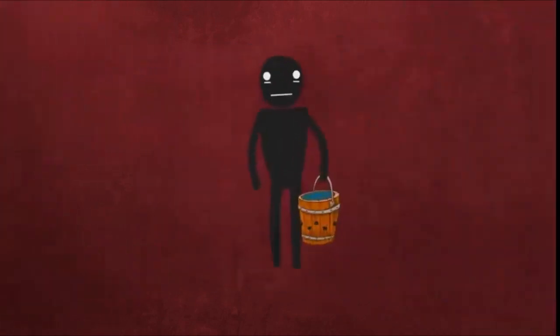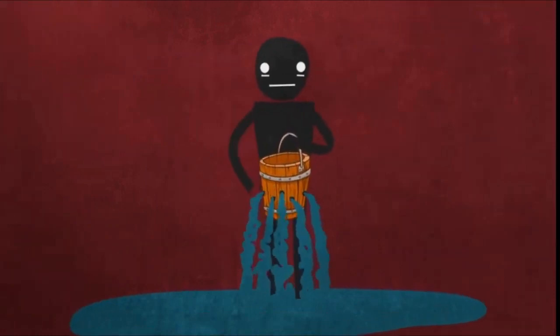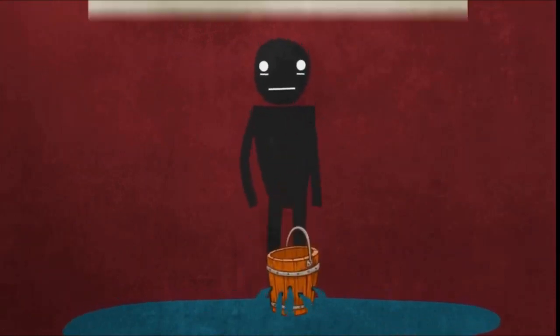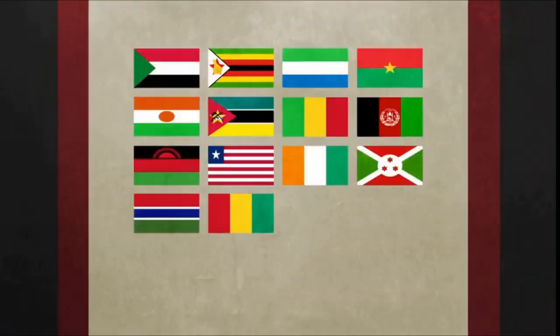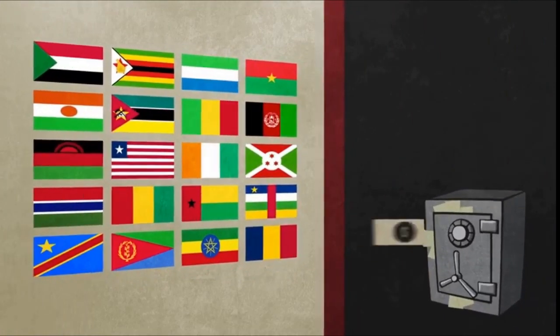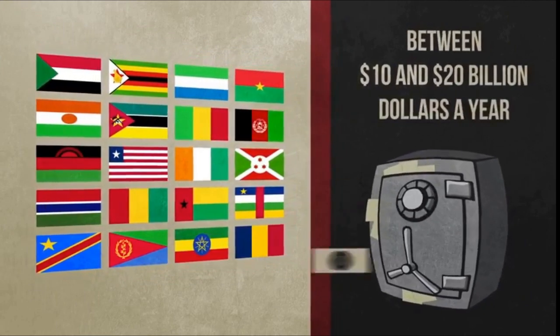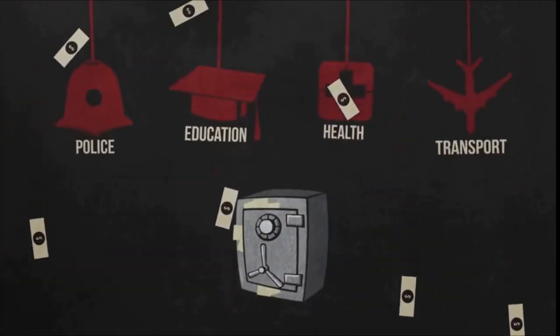When countries are corrupt, they can't collect enough taxes to get the good institutions they would need to escape the poverty trap. Half of the wealth of the world's poorest 20 countries goes into offshore accounts. Lost revenues in these countries totals between $10 and $20 billion a year. Meanwhile, without an adequate tax base, poor countries can't invest in police, education, health, and transport.